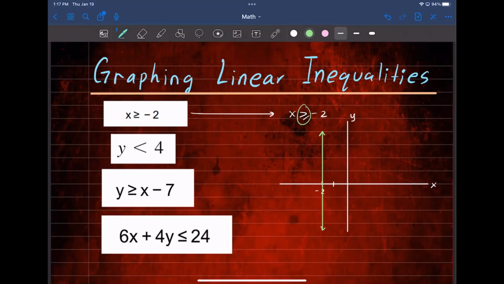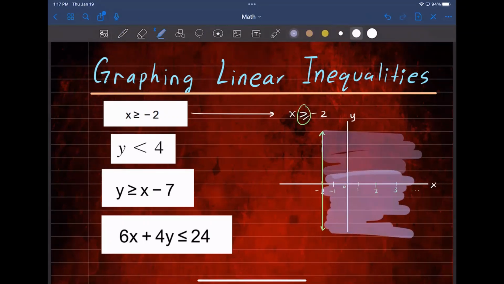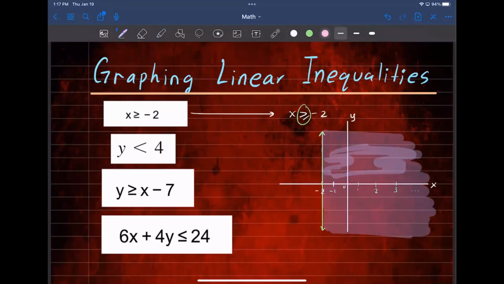So the greater values are to the right of -2. So for example, here, 0, 1, 2, 3, and so on. These are all greater than -2. So the solution to this inequality would be everything shaded to the right of -2. So you can just do that. This is good enough. So this is our solution region for this inequality, or the graph of this inequality. Now, often you might not want to shade, so you might want to just indicate an arrow going this way, showing that is the solution region.